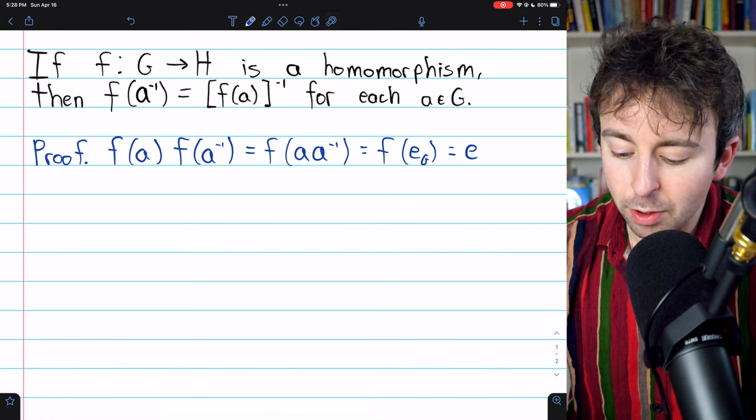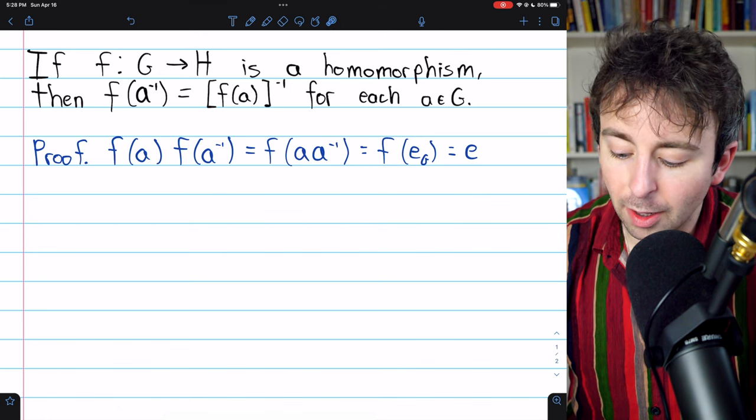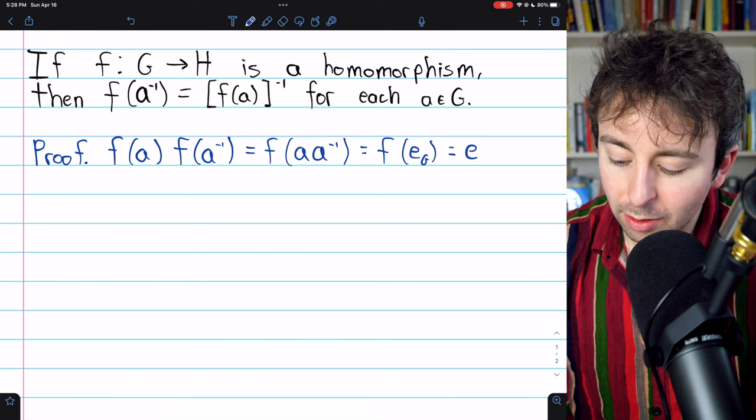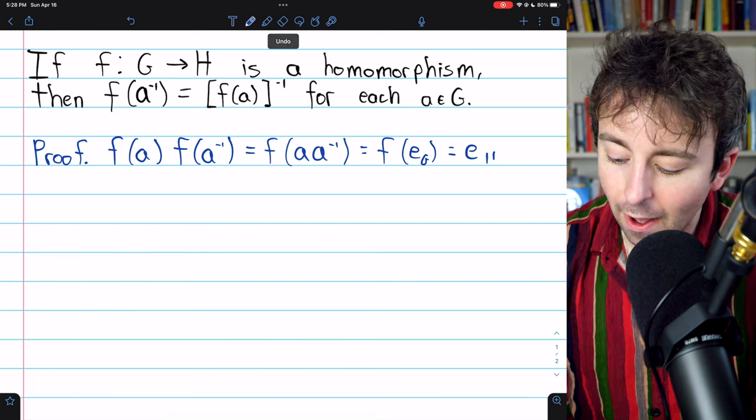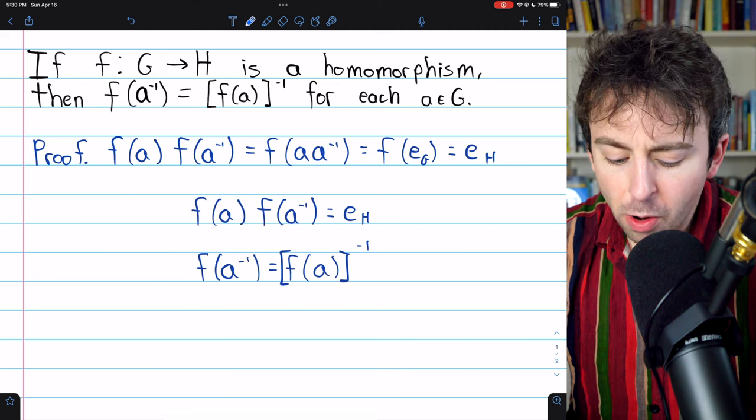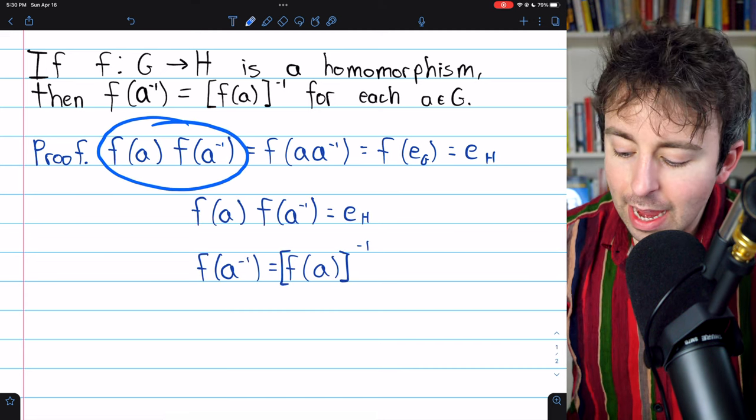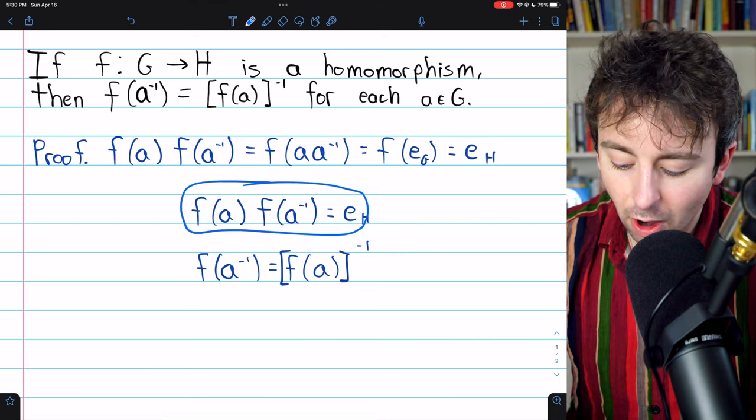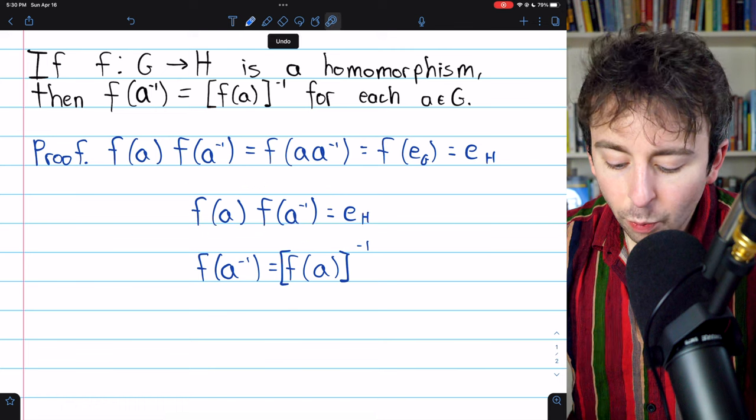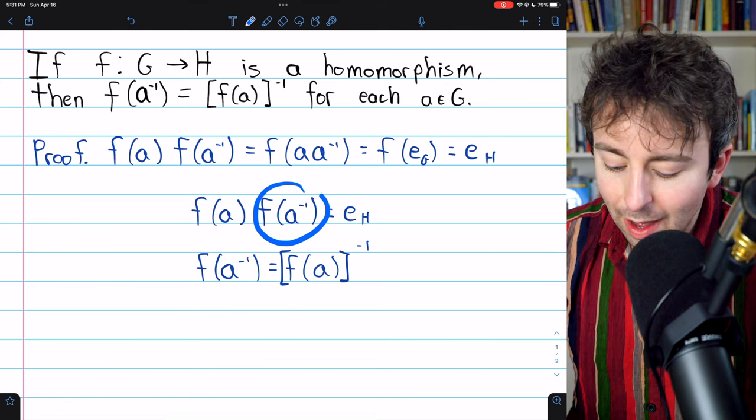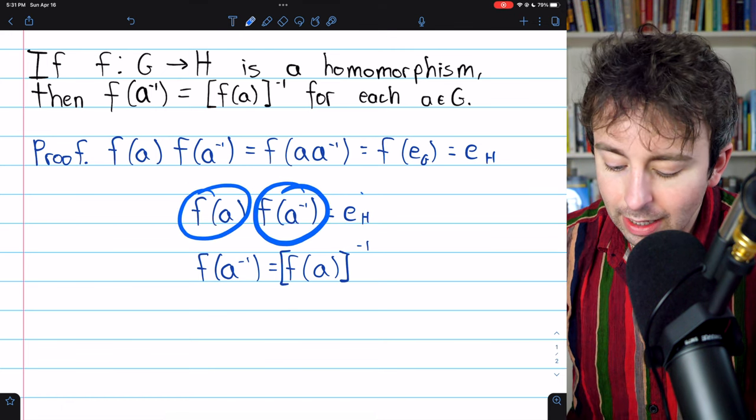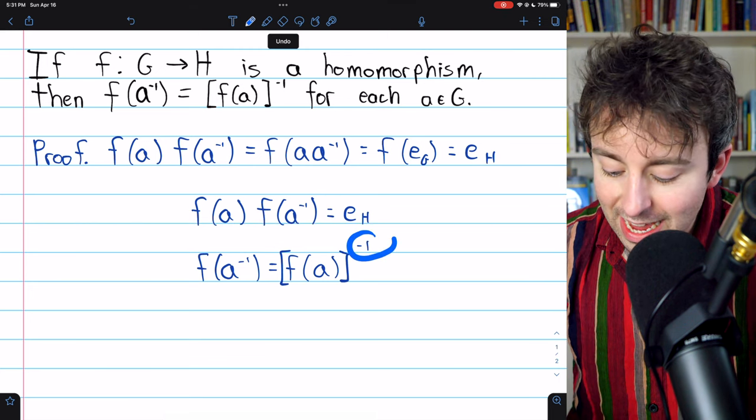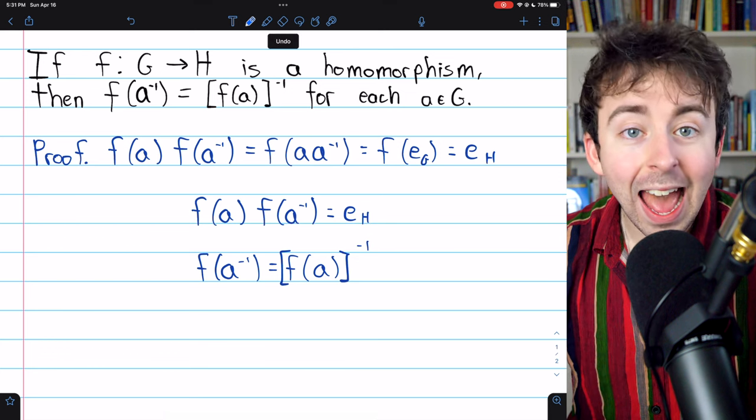And we previously proved that the identity element under a homomorphism will map to the identity of the codomain. So this is equal to the identity of H. But then what we've shown is that f of a times f of a inverse is equal to the identity. So let's just write that as its own equation. Then finally, what does it mean if composing f of a with f of a inverse gives the identity? Well, that means that f of a inverse is the inverse of f of a as desired.